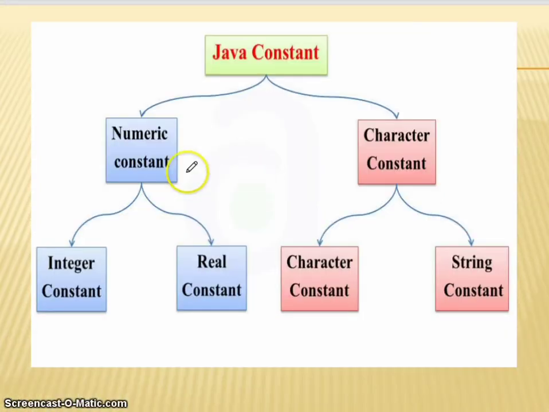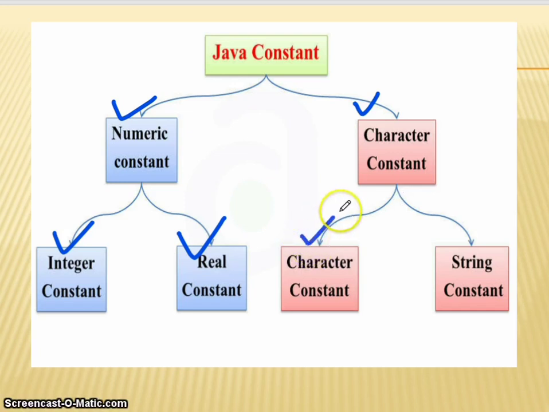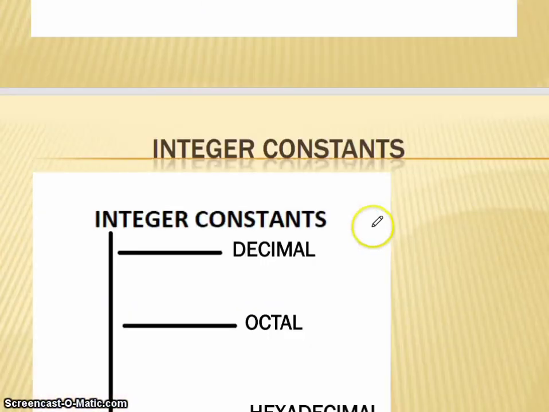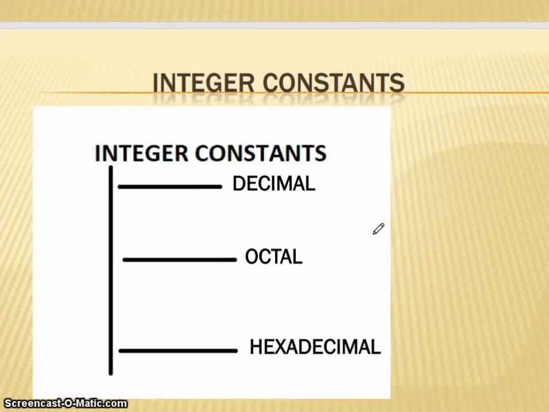Now Java constants are divided into two types, that is numeric constants and character constants. Numeric constants are further divided into two types, that is integer constants and real constants. Character constants are also further divided into two parts, that is character constants and string constants. Now we will be discussing each one of them in detail.